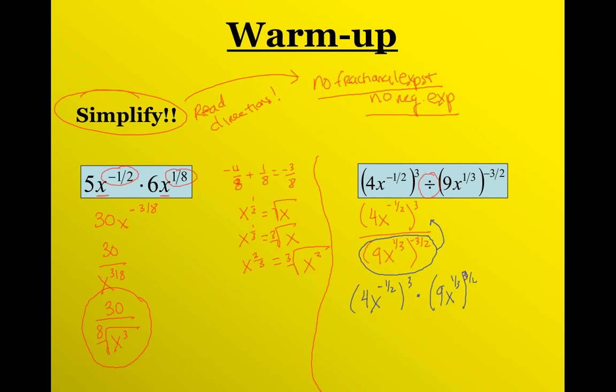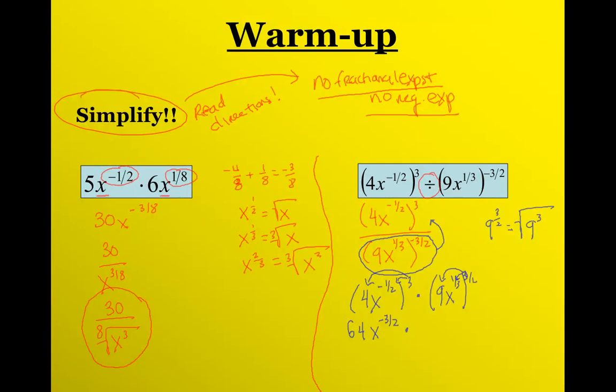Right? So the next piece of this that I want to do, and maybe I would have noticed that right away, and that's fine, is I want to actually distribute. So that's going to give me 4 to the 3rd, which is 64, x to the power of negative 3/2 times 9 to the power of 3/2. What's that? 9 to the power of 3/2. You can kind of link it over here. What did we do? Well, we said that's the same thing as the square root of 9 cubed.